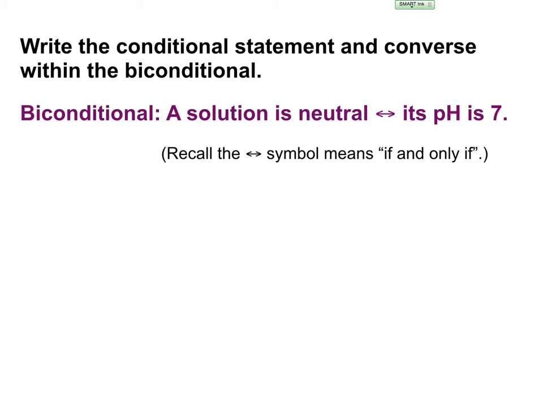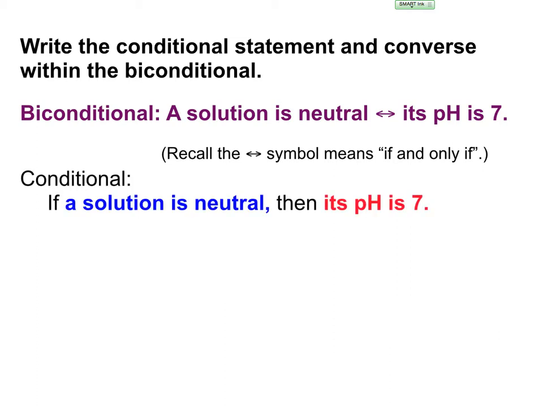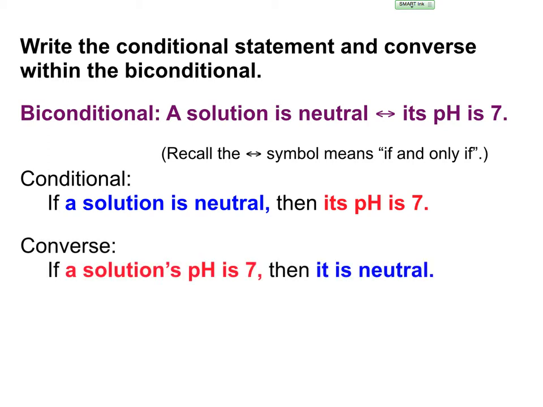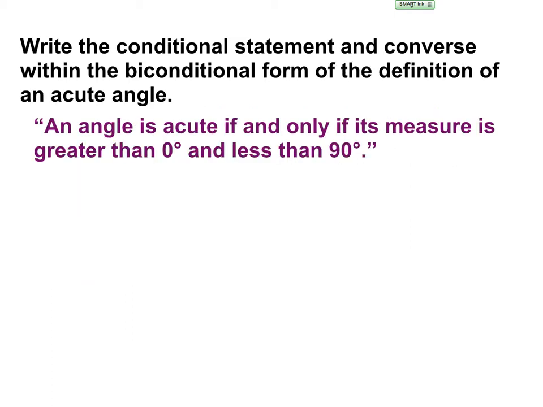All right, sounds like your discussion died down there. So, was this your conditional? If a solution is neutral, then its pH is 7. And your converse, I put the word solution up there: if a solution's pH is 7, then it is neutral? Yeah? Okay. So there's another example.